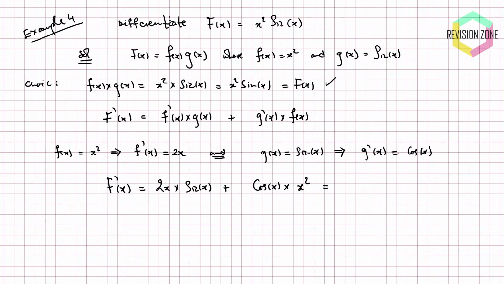And now it's just a matter of simplifying this, and we can just say it's going to be 2x sine x plus x squared cosine x. And that's basically our derivative.